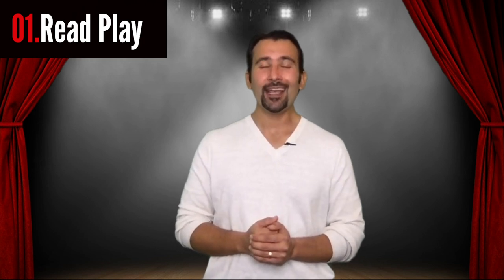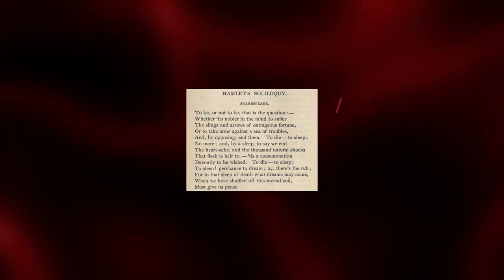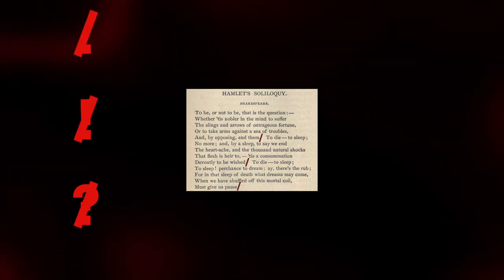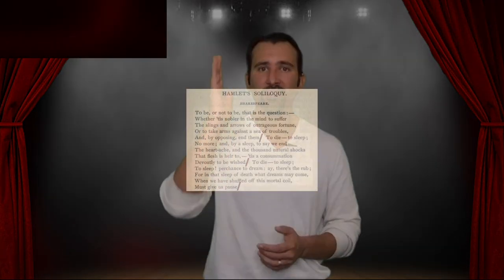The first thing that you need to do, it's a multi-step process. You have to read your scene and then take a pen or a pencil and put a slash mark where every period, every exclamation point, or every question mark is in your script. What we're doing is identifying where the end of the sentence is, not where a comma is, or where you would take a breath or where you think the thought is broken up, but where the actual end of the sentence is.